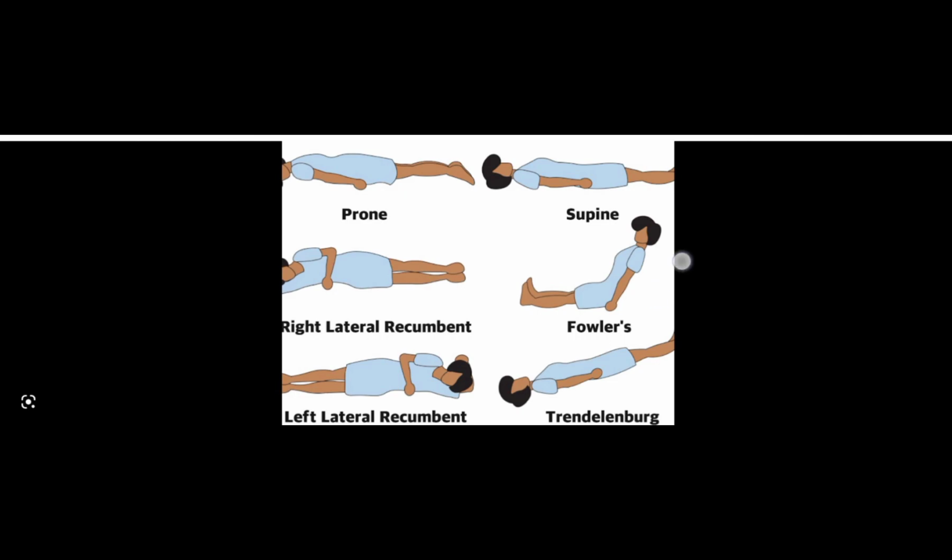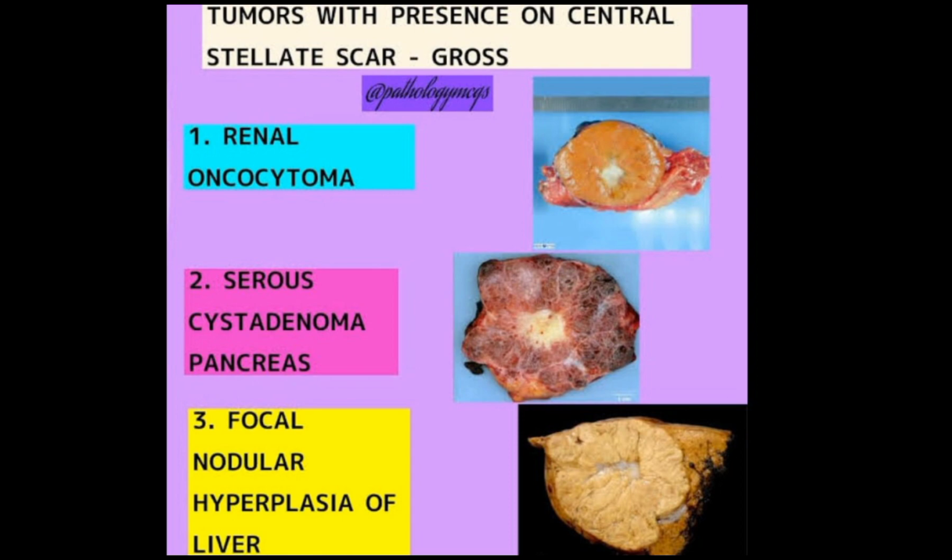Then we have Fowler's position, the sitting position, and then we have the Trendelenburg position. Trendelenburg means head down position. And if the head is up, then we have the reverse Trendelenburg position. Then next we have the image of tumors with the presence of a central stellate scar.